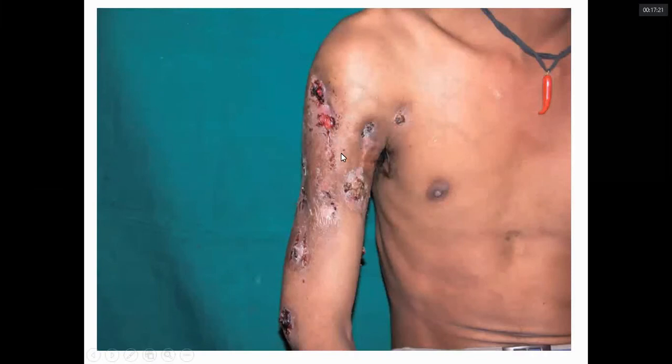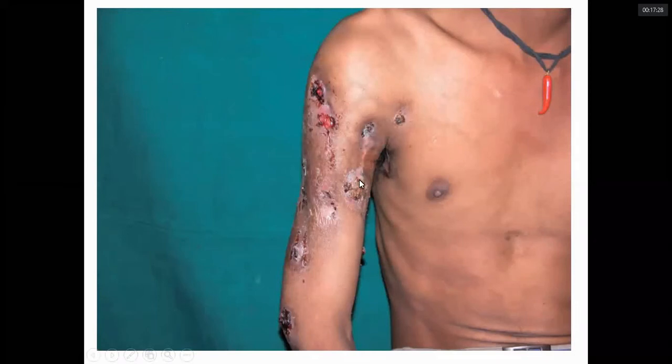This is also the picture of multiple tubercular abscesses. On palpation, you can see there is formation of sinuses also.